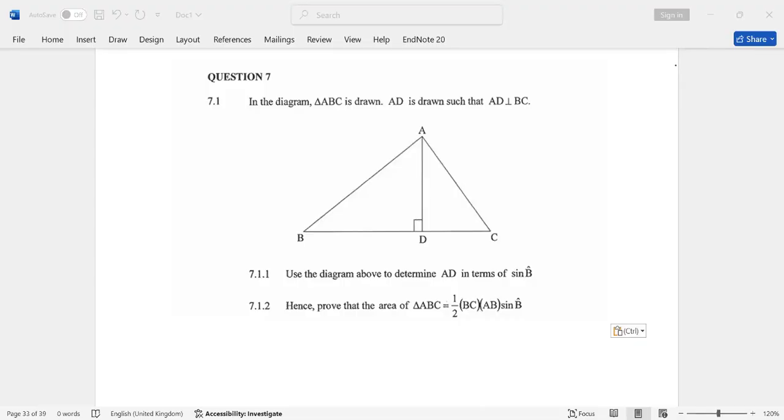So the next question is question number 7. The first part of question number 7.1. In the diagram, triangle ABC is drawn. AD is drawn such that AD is perpendicular to BC. So 7.1 has some further parts, 7.1.1 and 7.1.2. So let's have a look at 7.1.1. Use the diagram above to determine AD in terms of sine B. Okay.